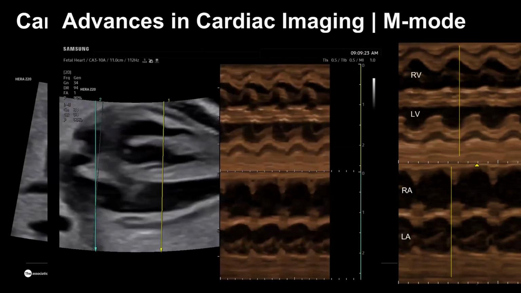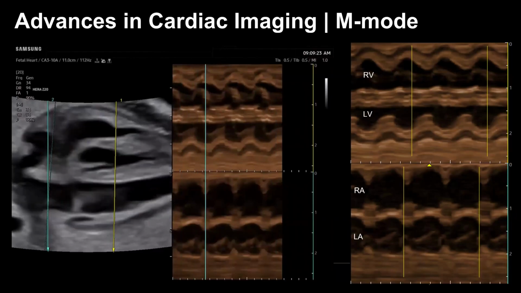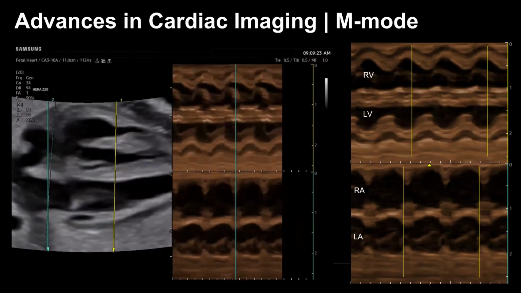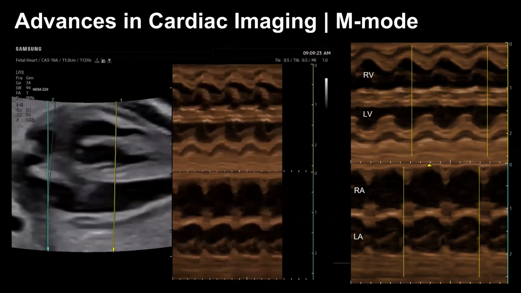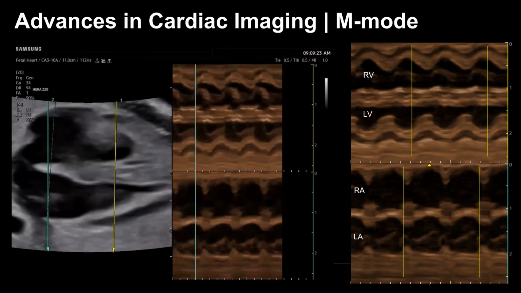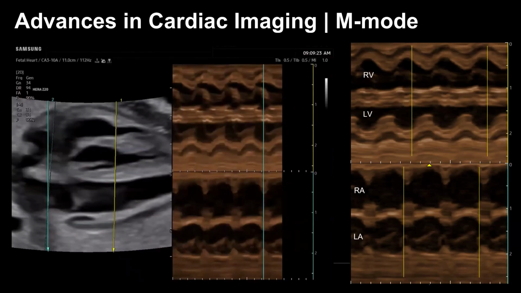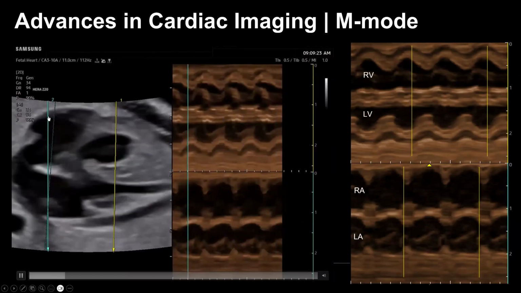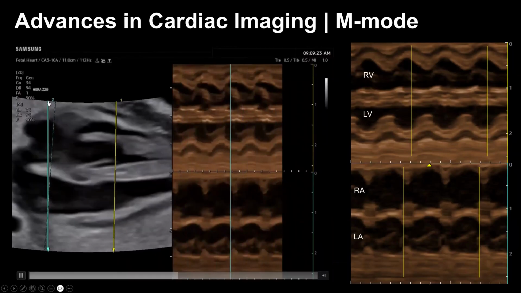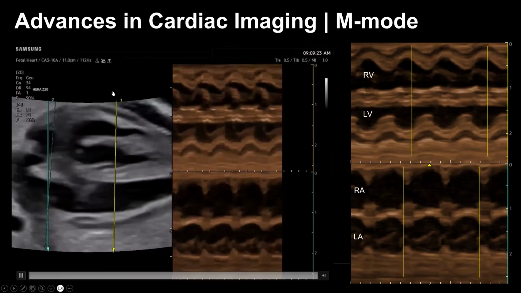But if you go to assessment of the rhythm, now we have the ability to drop 2 cursors of the M mode, and this is really helpful because then the heart is in this axial orientation. You can drop 1 line across the ventricles and 1 line across the atria, and you can see the motion of the myocardium in this direction. That's going to show the highest amplitude. So this is what you can see on that trace.